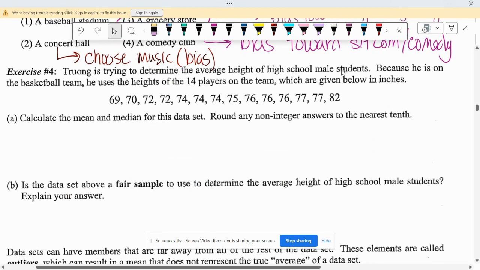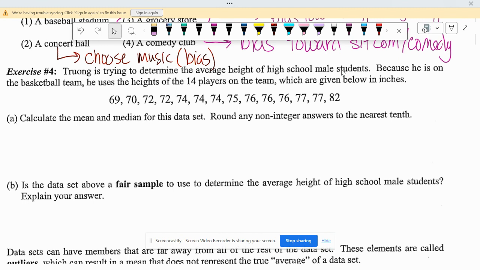So Truong is trying to determine the average height of the high school male student. So we want to just kind of do a sampling of find an average height of a male student in high school. So he decides that he's going to interview or take a survey of everybody on the basketball team. So he surveys the 14 players on the team, and then heights are given below. So we need to calculate the mean and the median.